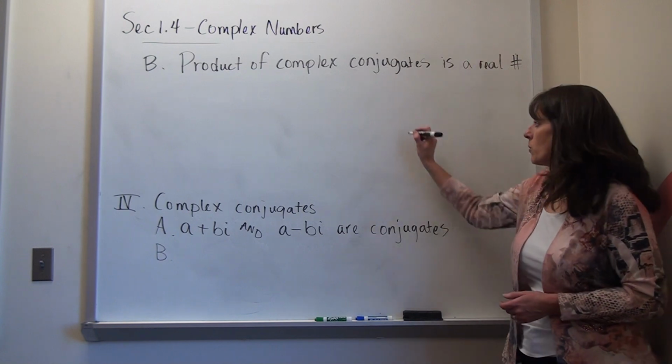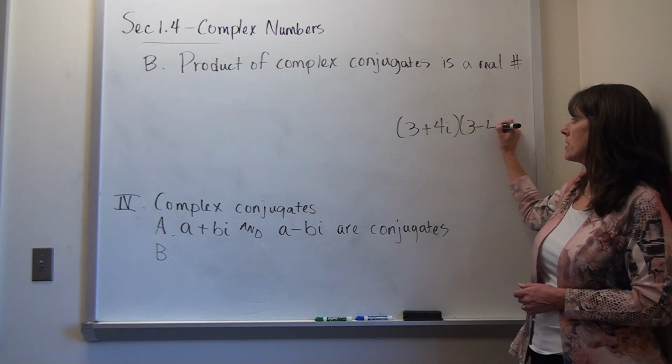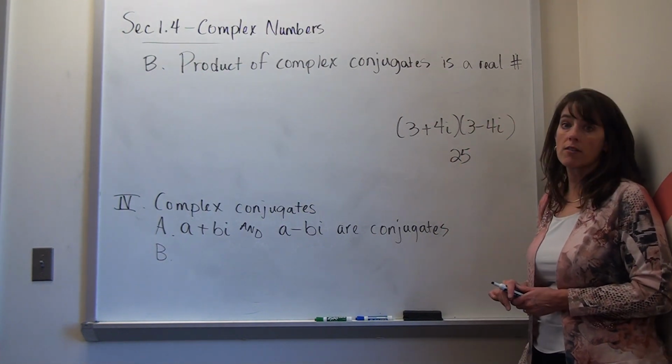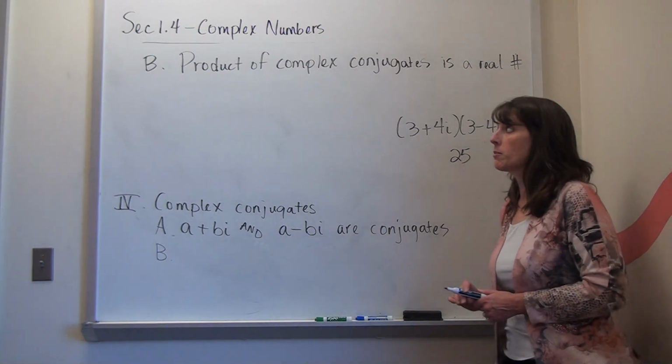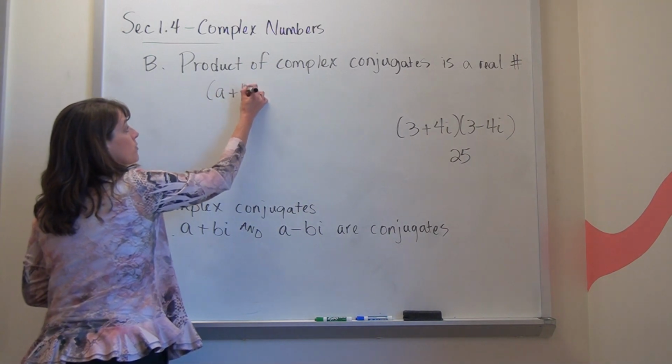Just like we had just seen, when we took that 3 plus 4i and multiplied it by 3 minus 4i, once we FOILed that, the result was simply 25. It knocked out all of the imaginary numbers. That will happen every time. Let's take these two conjugates. Let's prove that.